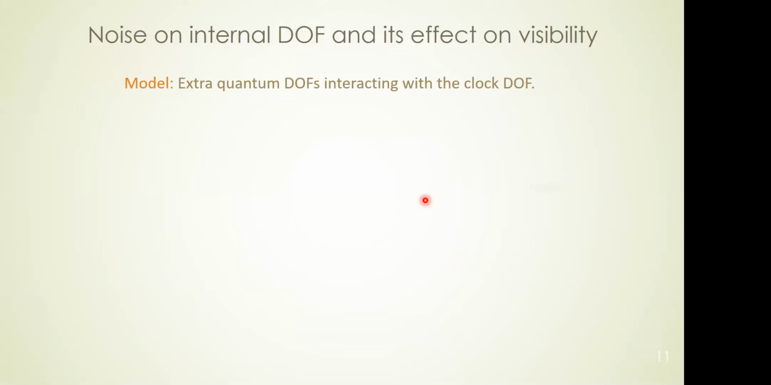So how does one model the noise on the internal degree of freedom? By considering extra quantum degrees of freedom which are interacting with the clock. These we call environment degrees of freedom. The final internal Hamiltonian, which corresponds to the clock plus the environment, would then be the intrinsic Hamiltonian of the clock plus the noise Hamiltonian, plus the environment Hamiltonian.